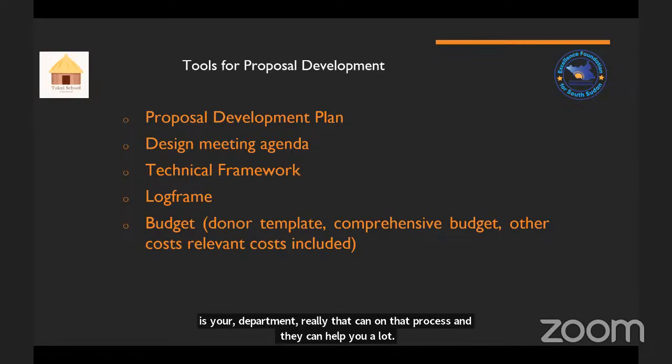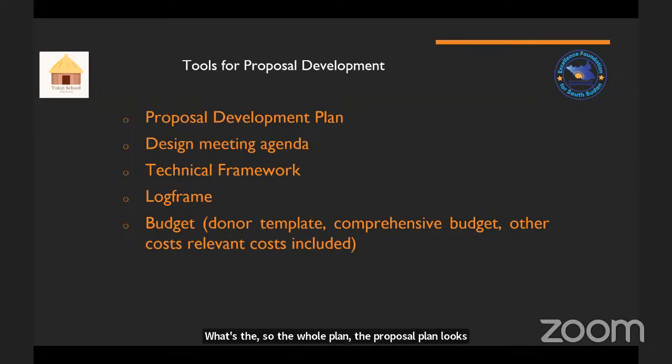So the whole plan, the proposal plan, looks at what needs to be done, which activity needs to be done, who is going to do it, what will be the deliverable, and then what are the timelines. Once that is done, you can go on as a proposal writer. You are the owner of the whole process. You are coordinating the whole process. You can tick what has been done. This is tick, or you can do an update, pending, done, not started, things like that. This is something you do on an Excel document.